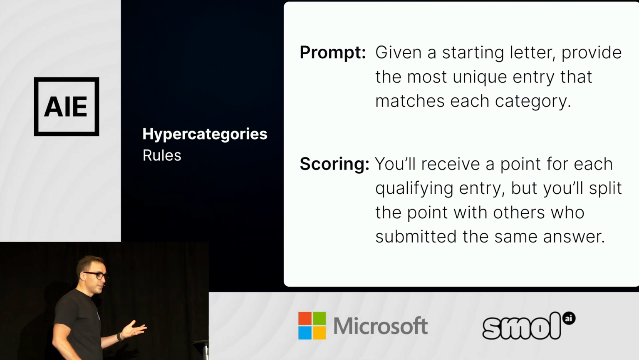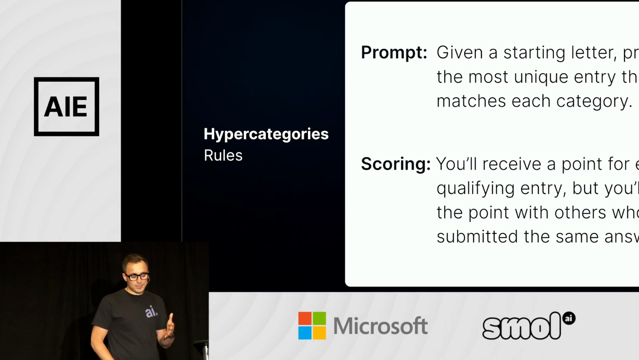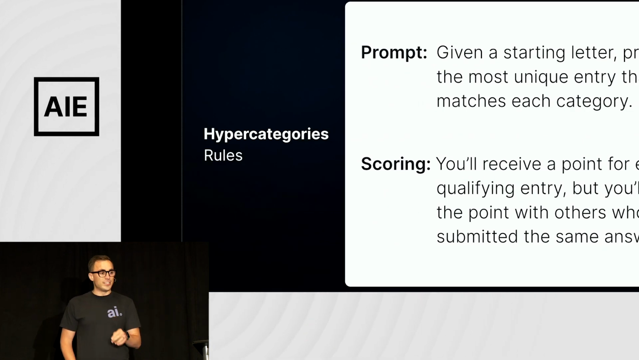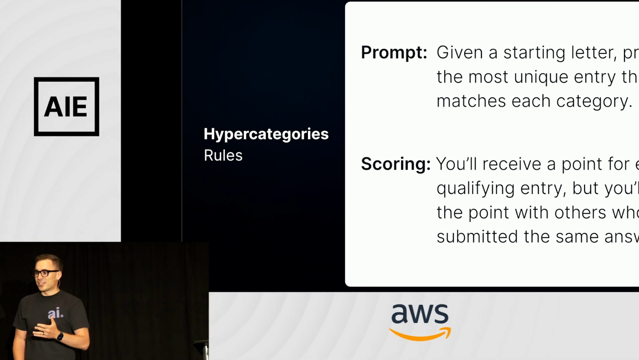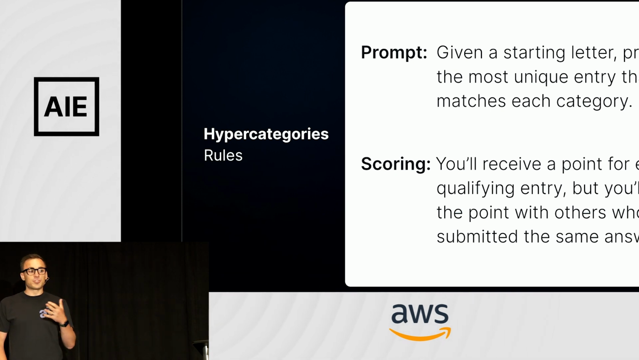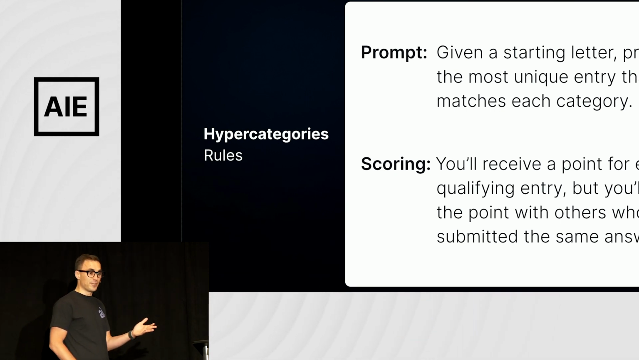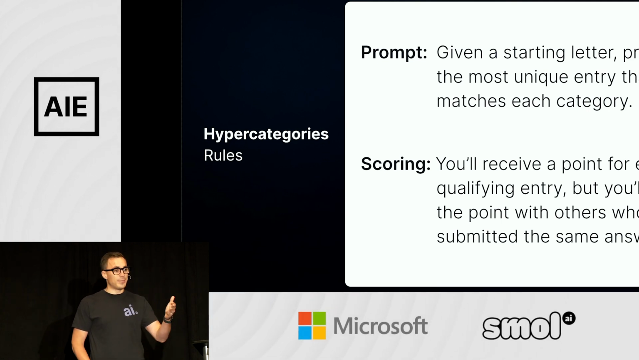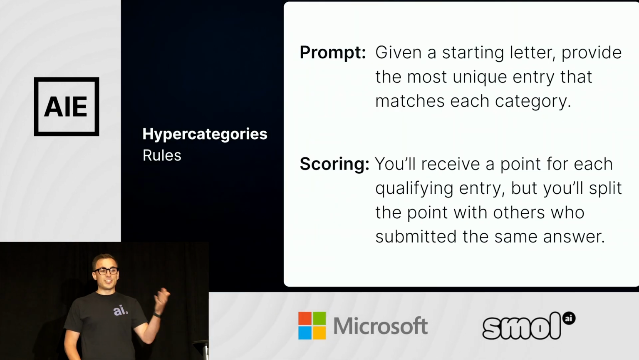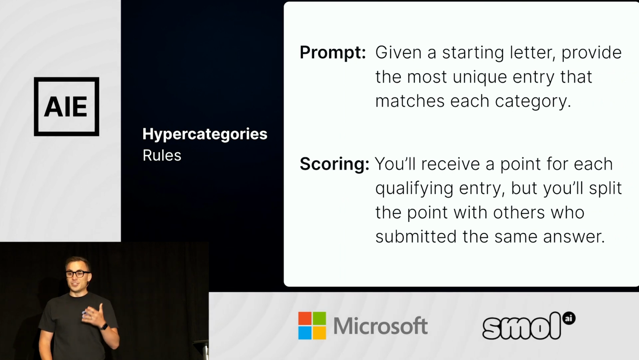But the prompt really is pretty simple. Given a starting letter, provide the most unique entry that matches each category. You'll get a point if you actually match the category and you start with the right letter, but you'll share that point with anyone else that says something similar. So if the category was furniture and the letter was T and you said table, anyone else that says table, you're going to share that point around that way. So you need to be unique.